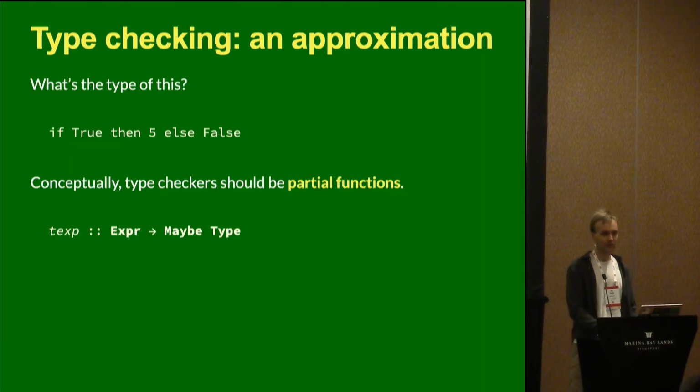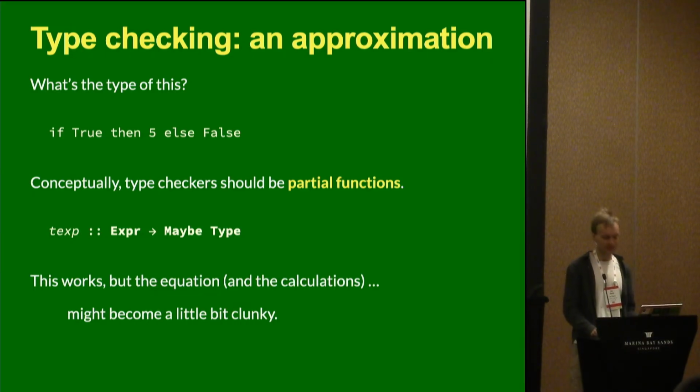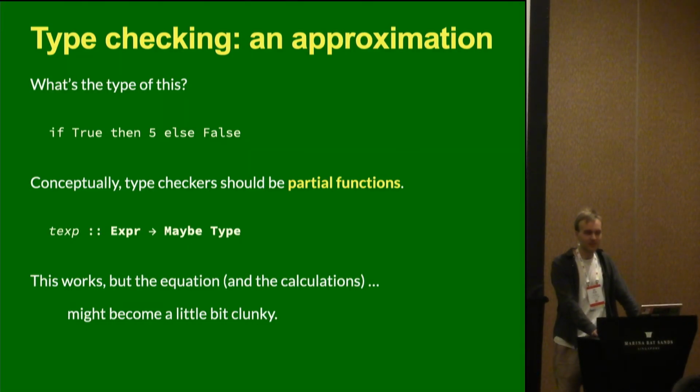You can, therefore, really think of a type checker as more of a partial function. It's allowed to fail. It's allowed to say, I don't know, if it doesn't know. And the natural way to do this in Haskell probably is using the Maybe monad. This actually works. So we could reframe the specification using this type for our type checker. But the problem is that now we're working in this monad, and it makes the equation a bit clunky. It makes the calculations a bit more long-winded. It's not very nice.